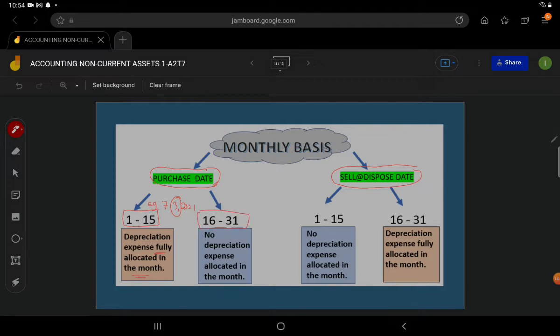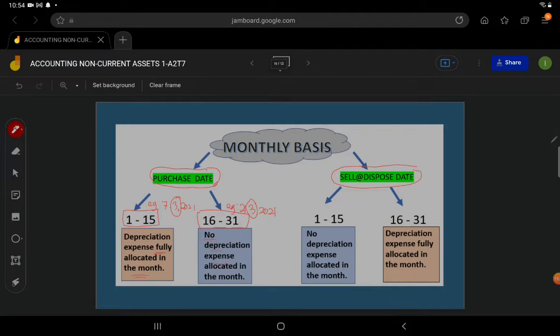Right. And then, bila company tu beli pada tarikh hari bulan 16 hingga 31 hari bulan. So, no depreciation expense allocated in the month. Maksudnya, dalam bulan tersebut, bulan belian tu tak ada depreciation expense. Katakanlah dekat sini, company tu beli pada 21 hari bulan 3, 2021. Maksudnya di situ, pemilikan aset tersebut pada bulan Mac, and then bila nak calculate depreciation expense bulan March, no depreciation expense.